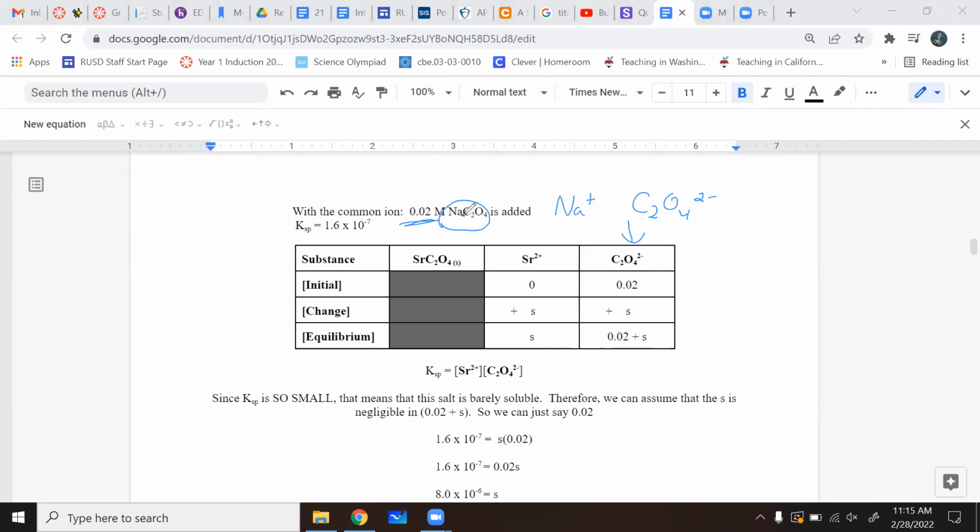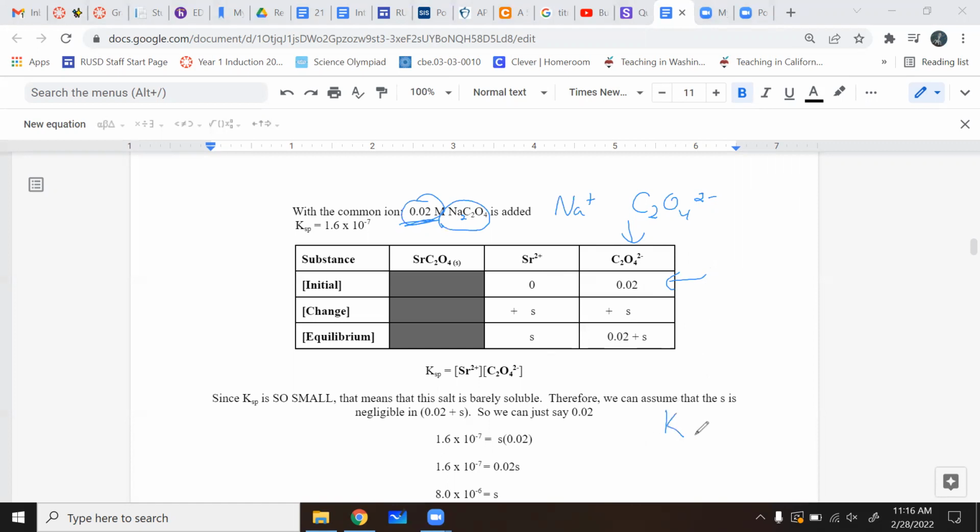Ooh, this should be a 2 right here. That's a typo. So we know that we have an extra concentration of 0.02 molarity here initially because we're adding something else. So in our ice table, when we add and get our equilibrium concentrations, we have a known value.